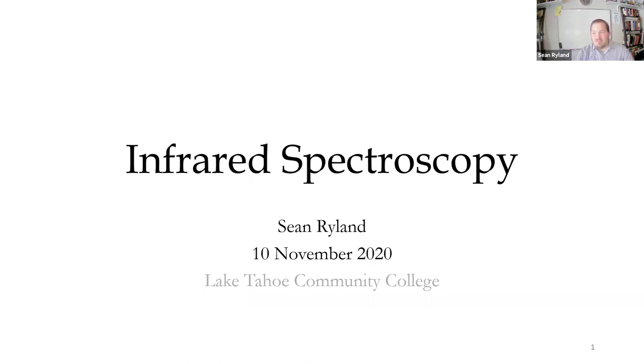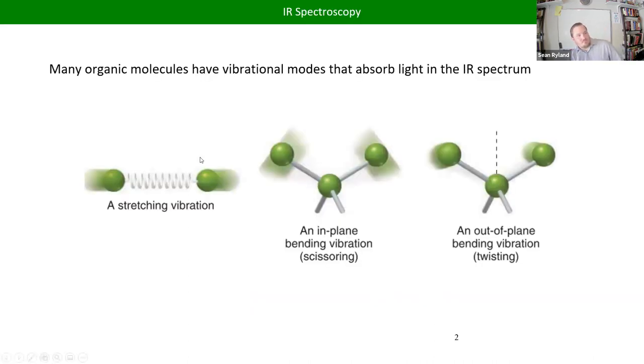Infrared spectroscopy, instead of looking at electronic transitions going from one orbital to another, we're looking at vibrational transitions. And so these vibrations are basically, you can treat most all chemical bonds like they're basically springs that are attaching two weights together.